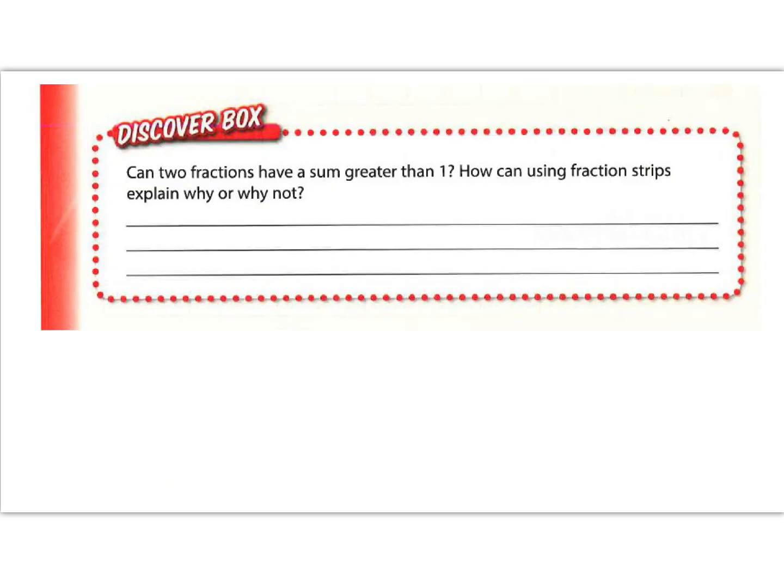This says in the Discover box, can two fractions have a sum greater than 1? Can it equal greater than 1? How can using fraction strips explain why or why not? Well, I think definitely it can. Think about if here's a fraction strip and you have thirds, and then here's another fraction strip and you have thirds. Let's say we do 2/3 plus 2/3.